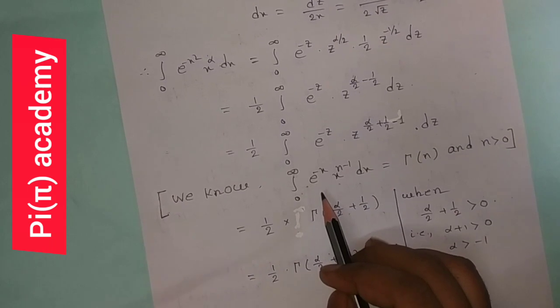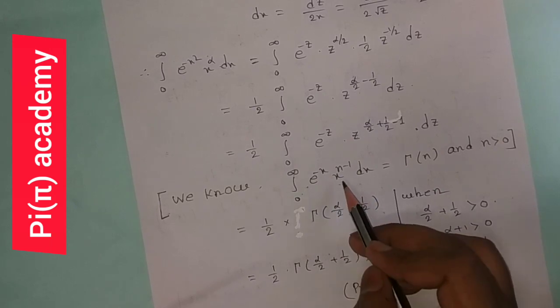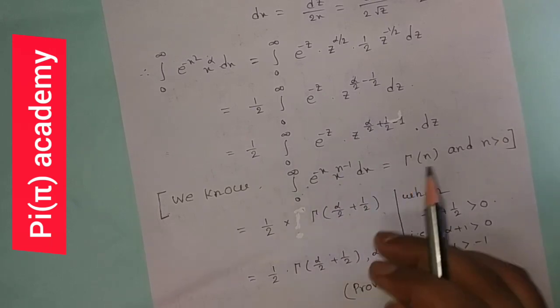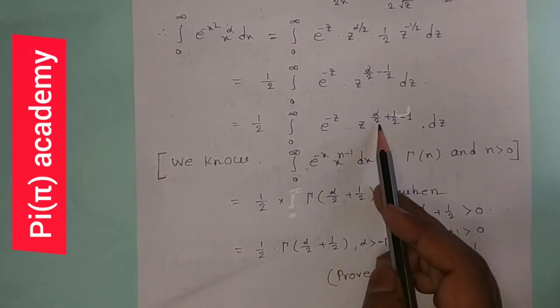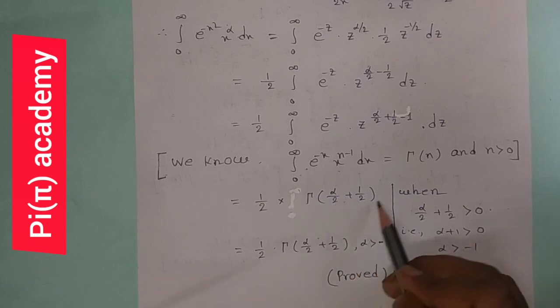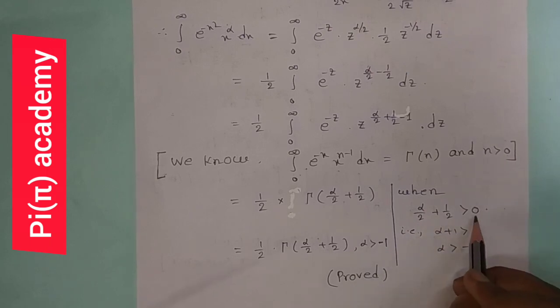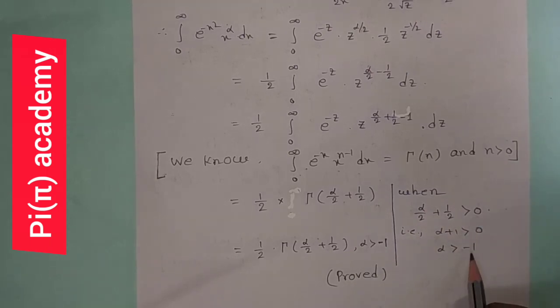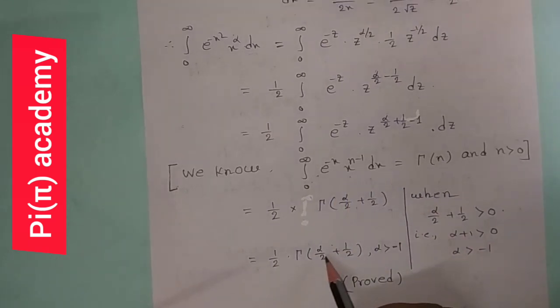We know that the definition of the gamma function is the integral from 0 to infinity of e to the power minus x, x to the power n minus 1 into dx equals gamma n, where n is greater than 0. Therefore here the value of n is alpha by 2 plus half. So this is half into gamma n, and it is defined when alpha by 2 plus half is greater than 0, that is alpha greater than minus 1. Hence this equals half into gamma (alpha by 2 plus half) when alpha is greater than minus 1, hence the result.